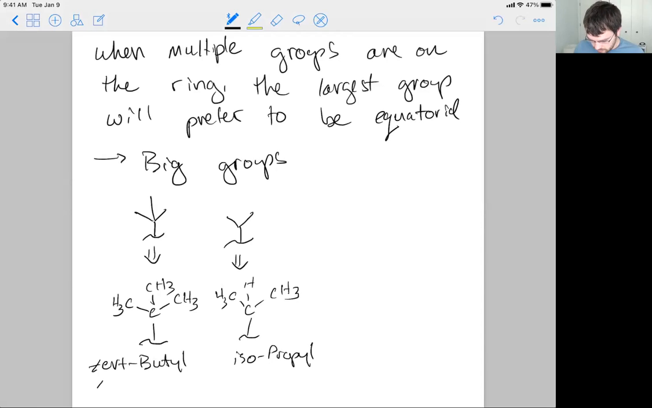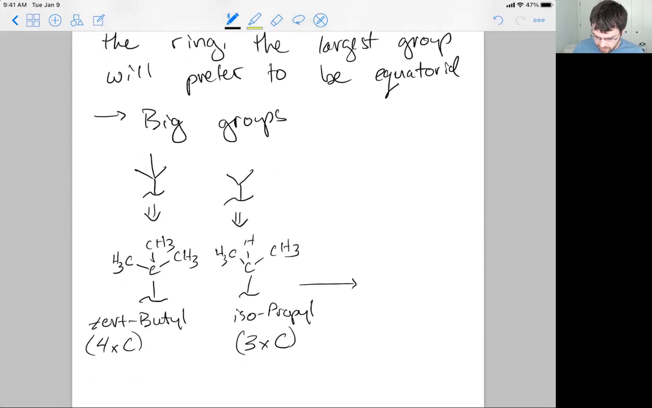We have 4 carbons for the tert-butyl group, and we have 3 carbons for the isopropyl group. And sometimes these are just abbreviated as lowercase i-Pr, or lowercase t-Bu. And if you can really draw it well, the i and the t in these are italicized. Okay, so what I'm saying is that these are groups that could be attached to a ring.